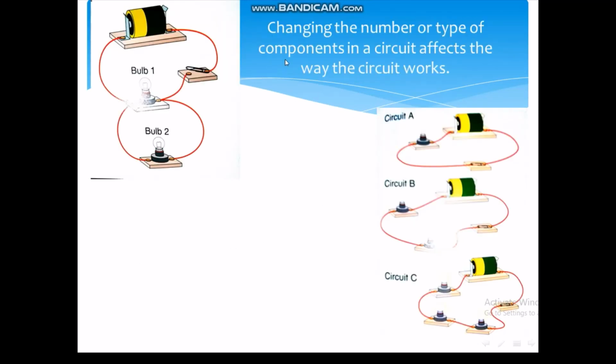Changing the number or type of components in the circuit affects the way the circuit works. Look at the difference between circuit A and the circuit on the left side. This is called a series circuit because all components are one after the other in one loop. While this circuit is not considered a series circuit because it has 2 loops. Therefore, the electricity would be different in these 2 circuits.